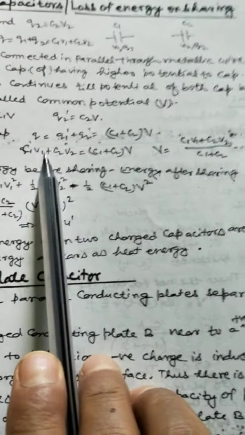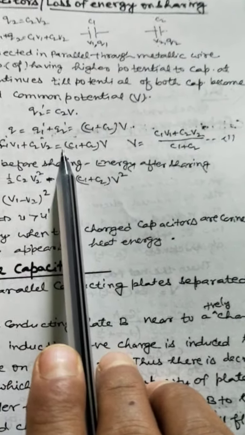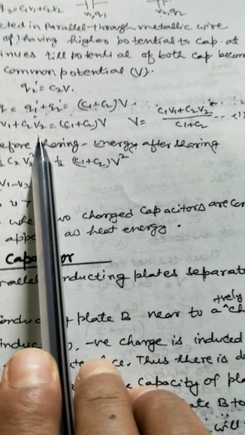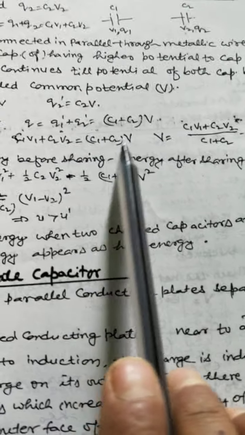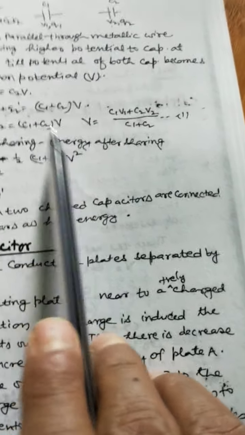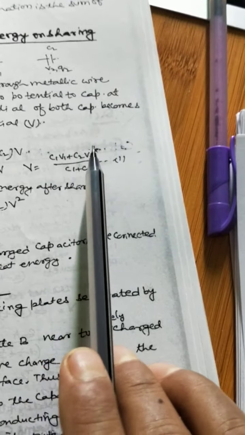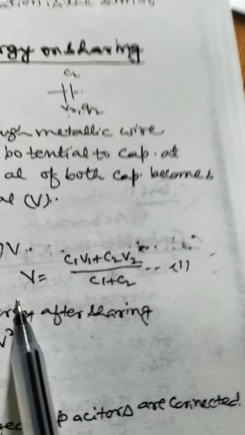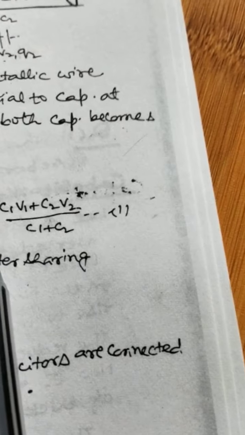Total charge before connecting is equal to total charge after connection. Before: C1V1 plus C2V2. After: (C1 plus C2)V. So what will be the expression? V will be equal to (C1V1 plus C2V2) by (C1 plus C2). This is the expression for common potential. Now, I want to find whether there is loss of energy or not.